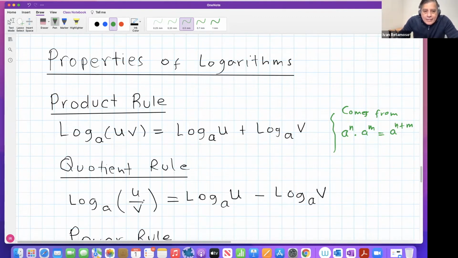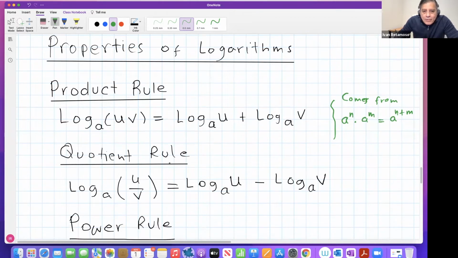Great. Then there is another property called the quotient rule. The quotient rule for logs says that log base A of u over v is equal to log base A of u minus log base A of v.